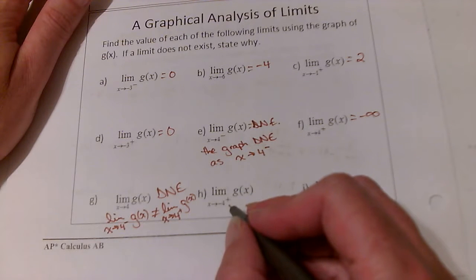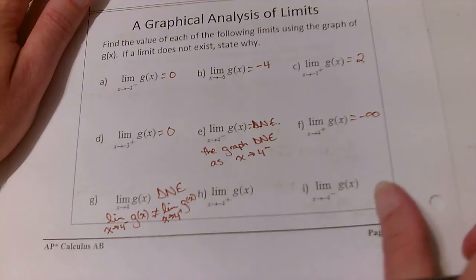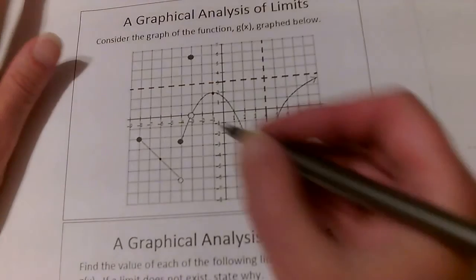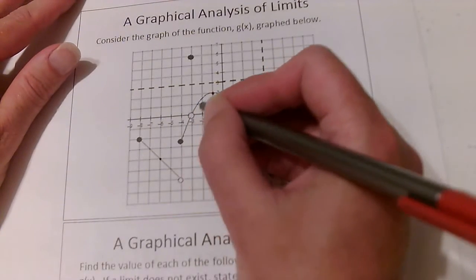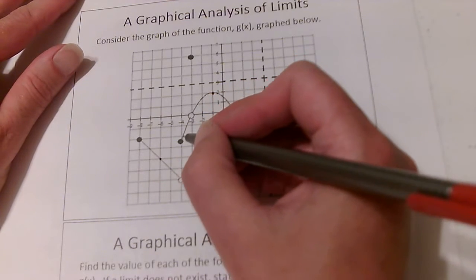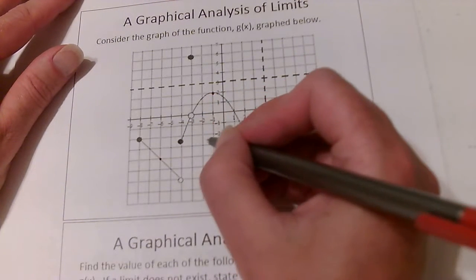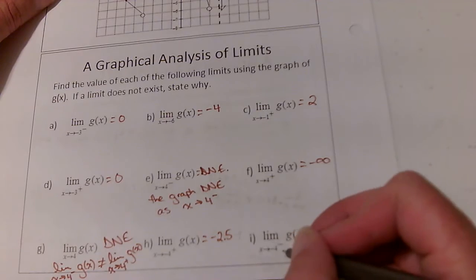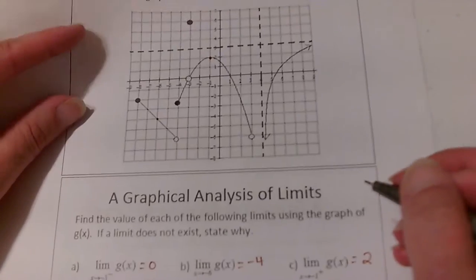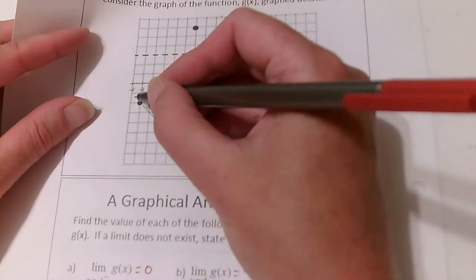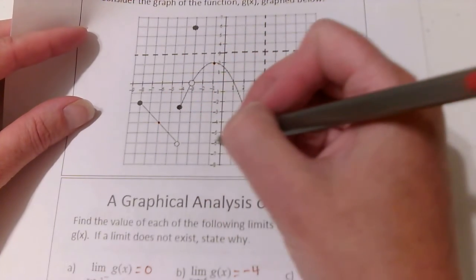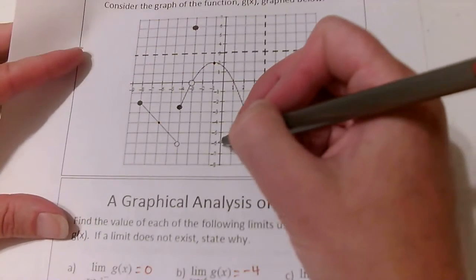Now, what about the limit as x approaches negative 4 from the right? Go back up here. Negative 4 from the right side. We are approaching this point right here, which I would say is about negative 2.5. And as we approach the same x value from the left side of the graph, that's actually down here, which would be at negative 6.